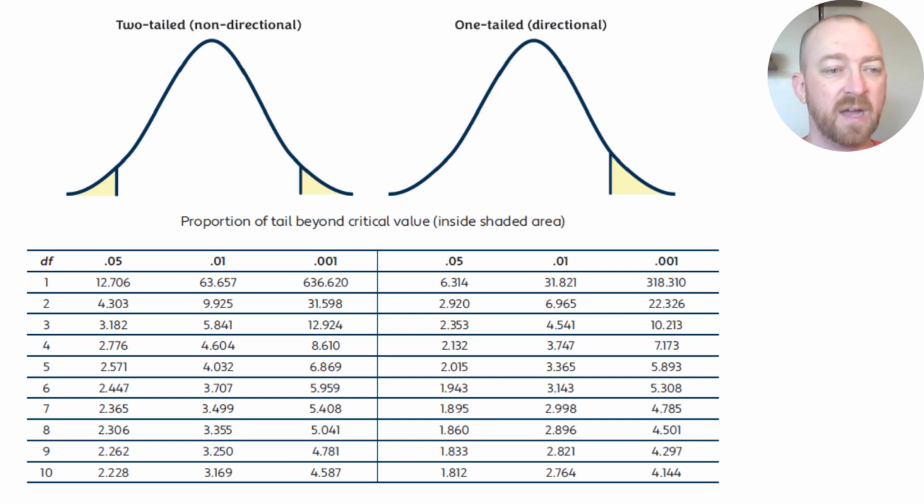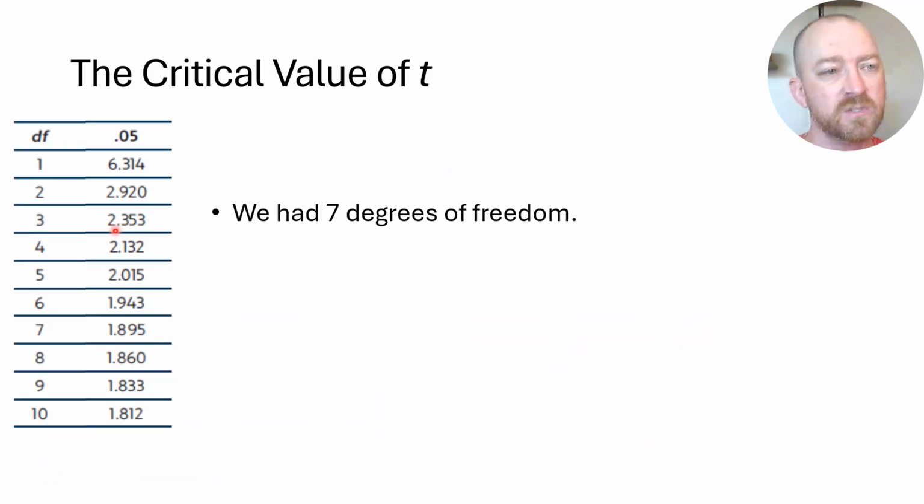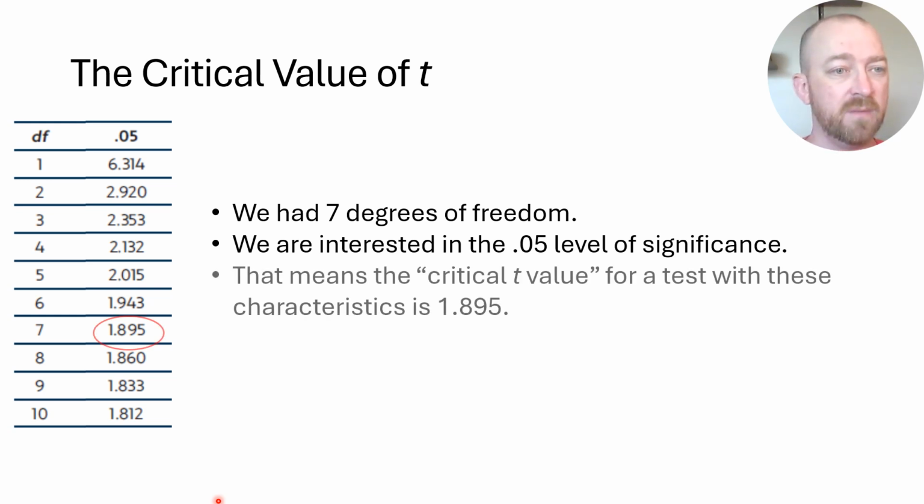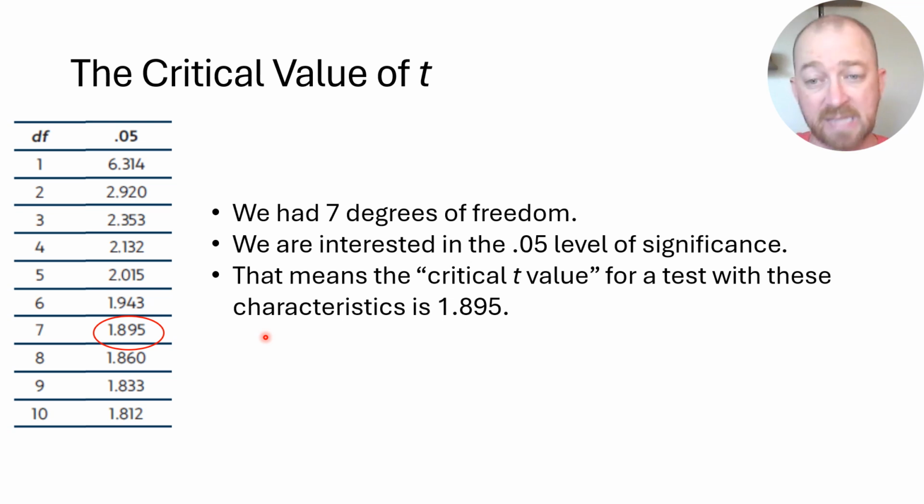But we start off with 0.05. So let me zoom in on that. I've just moved the degrees of freedom over here so that you can see how it lines up. Once again, if we have 7 degrees of freedom, and we're interested in the 5% level of type 1 error, that means that we need to have gotten a t-value of at least 1.895, equal to or greater than 1.895, to say that we found statistical significance, and to allow us to reject that null hypothesis and say any difference we found probably is due to our intervention, in this case our hypnosis.